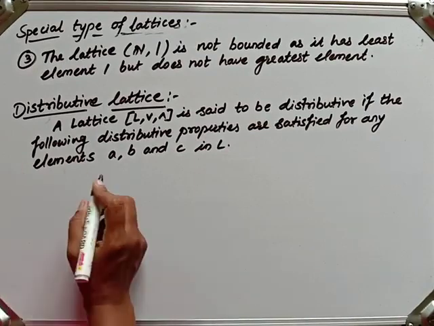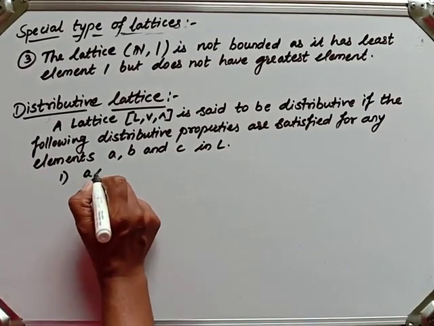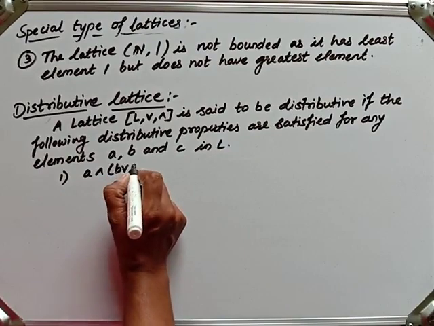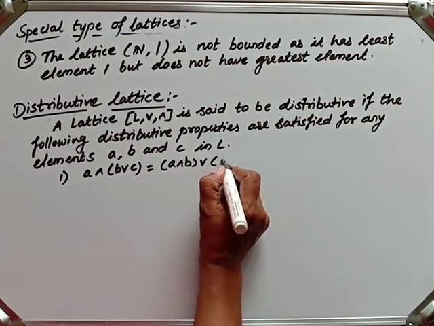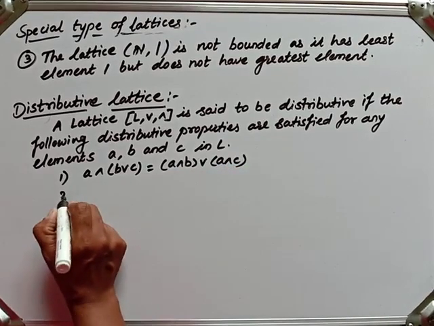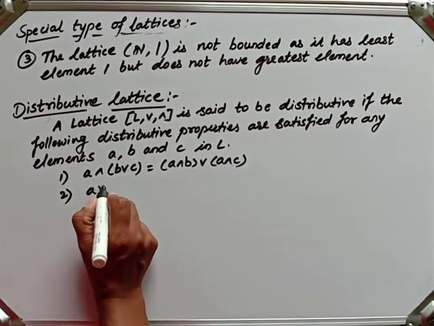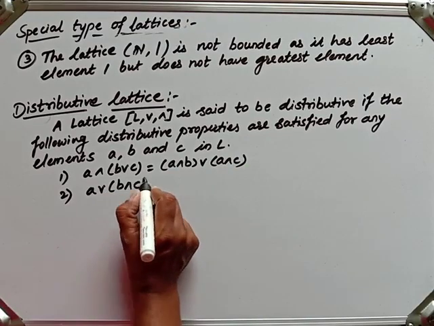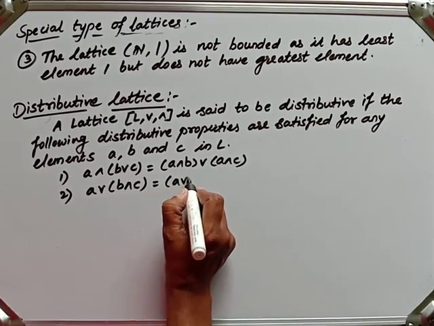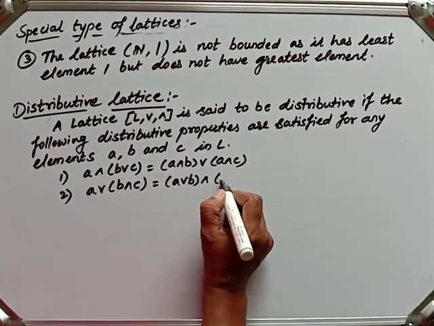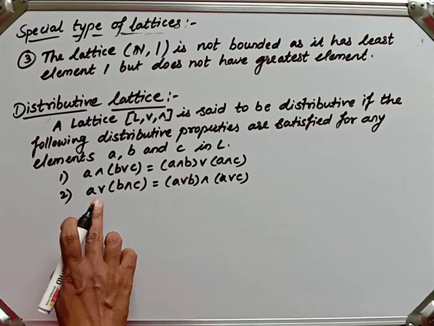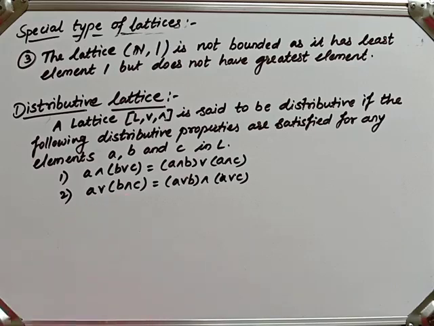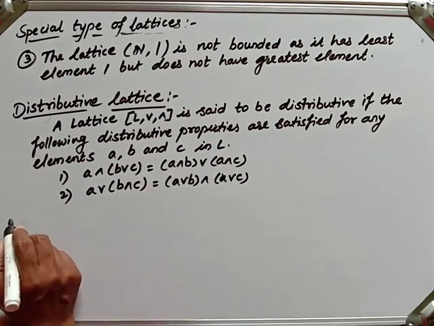Which are those properties? The first one: a meet (b join c) is the same as (a meet b) join (a meet c). The second property is that a join (b meet c) is the same as (a join b) meet (a join c). This means meet distributes over join and join distributes over meet. These are the distributive properties. So let us take a small example here.